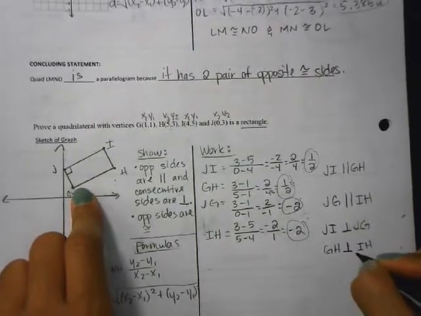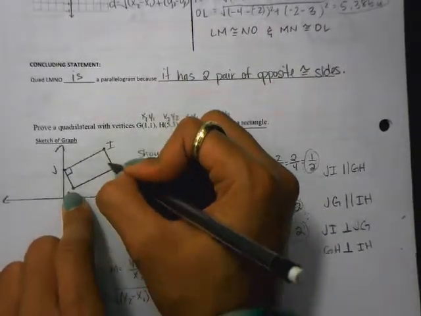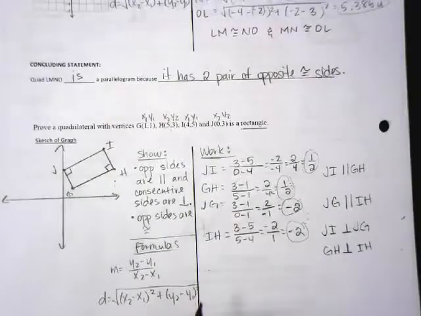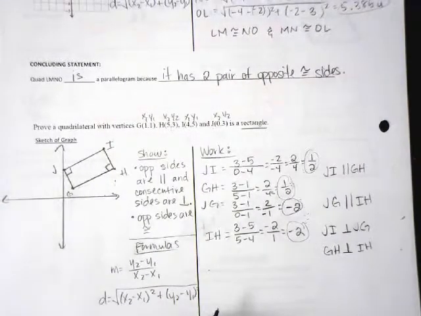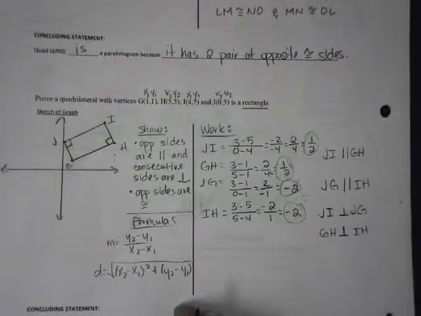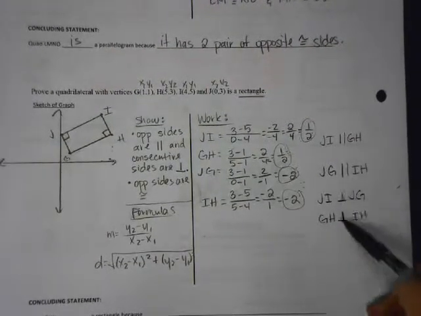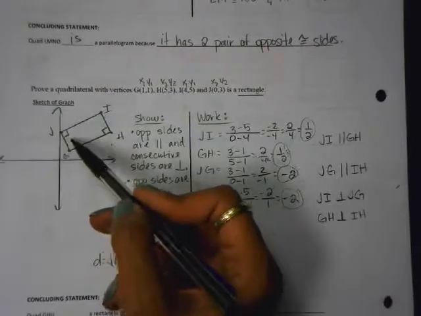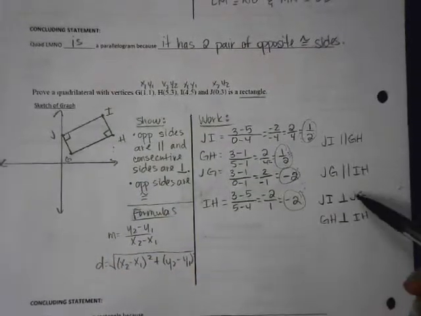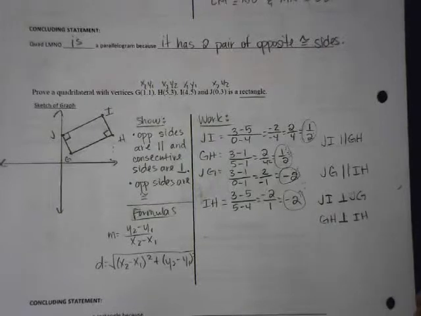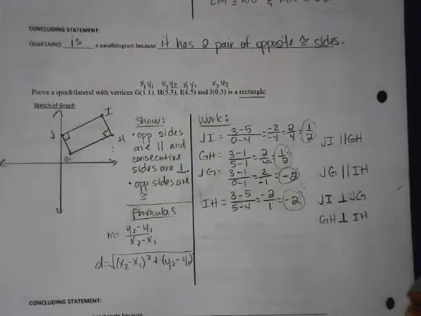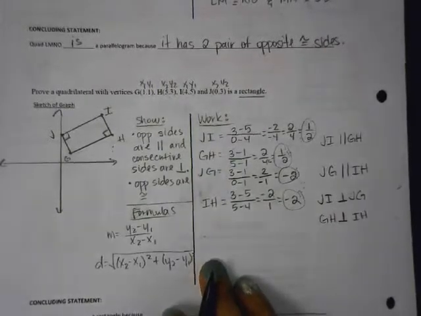Alright, last thing we have to do is we're going to do the distance formula 4 times to prove that the opposite sides are congruent. So we're going to try to prove that JI is congruent to GH and JG is congruent to IH. Okay? So I'm going to do the distance formula 4 times. So 1, 2, 3, 4.